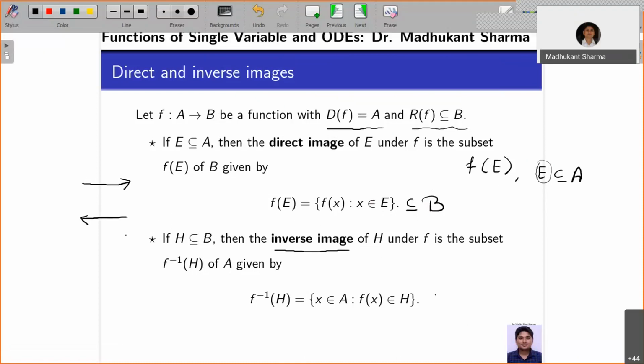Now here F inverse of H is a subset of A. So if H is a subset of B, then the inverse image of H under F is the subset of A given by this. Okay, so this is how you will define the direct image and inverse image of a subset of A or a subset of B under F. That will be useful for defining the equivalence relation of continuous functions and all. We'll relate it later with the continuity of functions as well.